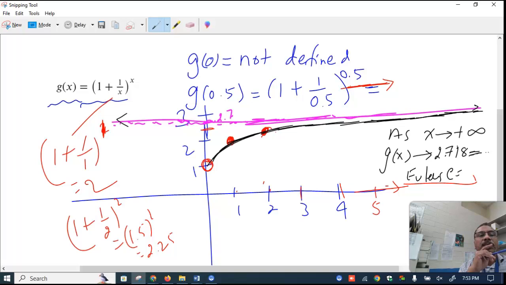And that means on this side, we will say as x approaches a very tiny positive number, close to 0, it means you are making 0.5, 0.2.